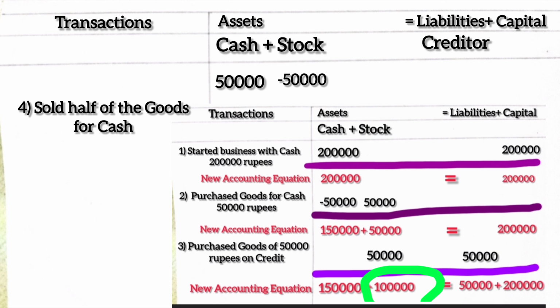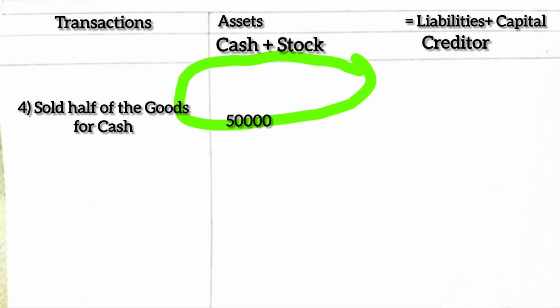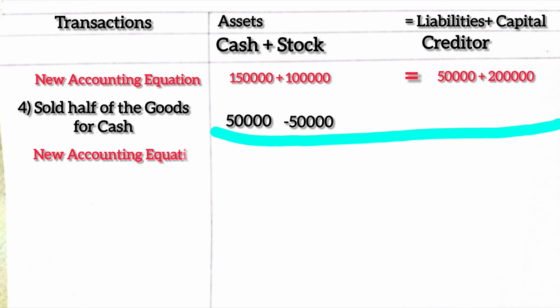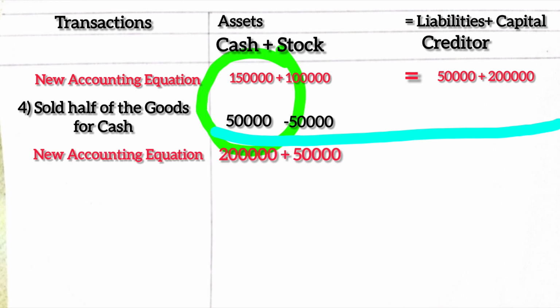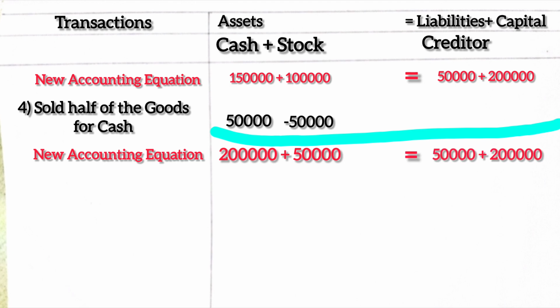Now you see, every transaction has two effects. Yes or no? I said it. If one is happening as debit, then the other will always be credit. So now if you draw a line, you will see the new accounting equation will be: cash, earlier it was 1 lakh 50, now again 50,000, it will be 2 lakh. And in the stock column, earlier it was 1 lakh, now stock has been reduced by 50,000. So if you subtract, you will see 50,000. And liabilities unchanged 50,000, capital is also unchanged 2 lakh. You see, if we do the total, it's equal. The accounting equation always holds its place.